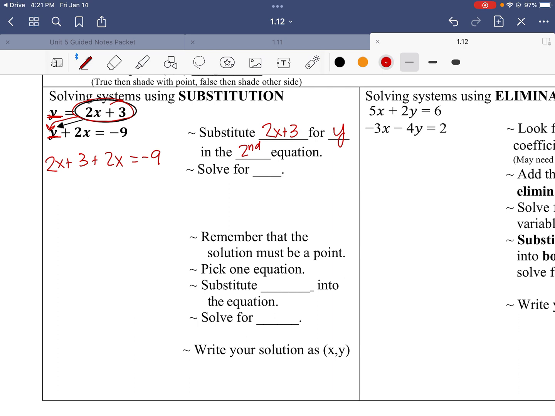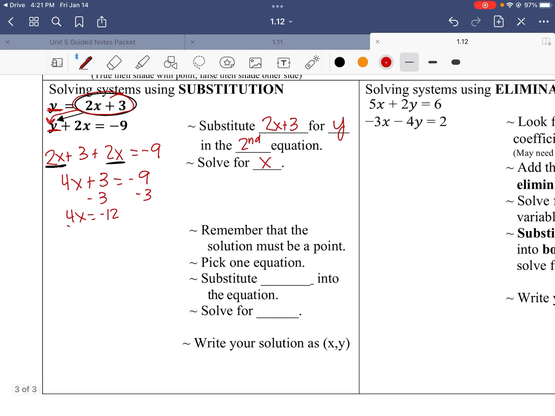So then, the next thing we would do would be to combine our like terms. So we've got a 2x and a 2x. That gives us a 4x plus 3 equals negative 9. Now, the reason we're doing all of that is because we should be solving for x. So if we're trying to solve for x, we would move this 3 away. So we'd say 4x equals negative 12. We would divide by 4. And x would equal negative 3. Okay, so we got that.